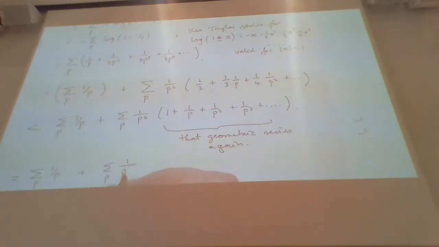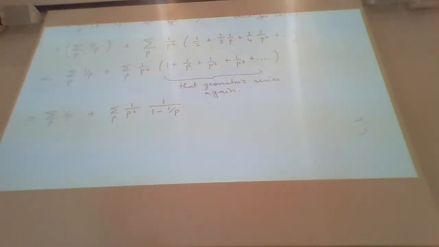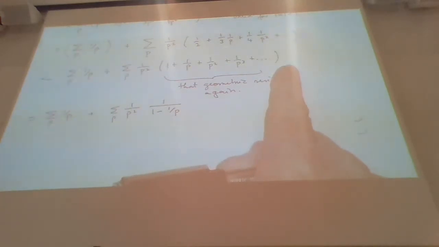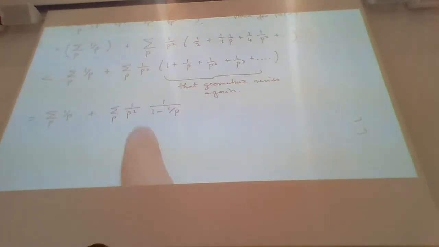It's 1 over 1 minus 1 over p. Okay, which has reduced that infinite bracket there to just this fixed quantity, and now we just have to multiply it by 1 over p squared, and it's going to be 1 over p squared minus p.